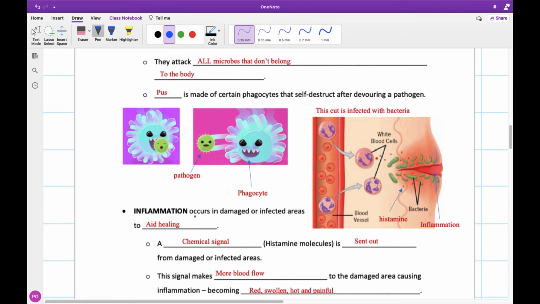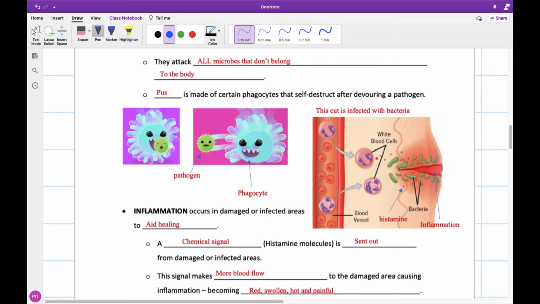Inflammation here just means that it turns red and it gets hot. So like if you ever had a cut that turns really red or gets sort of tender when you touch it, that's inflammation. And this is caused by a chemical signal called histamine molecules that's sent out from these damaged or infected areas. And in our picture here, we've got a cut.